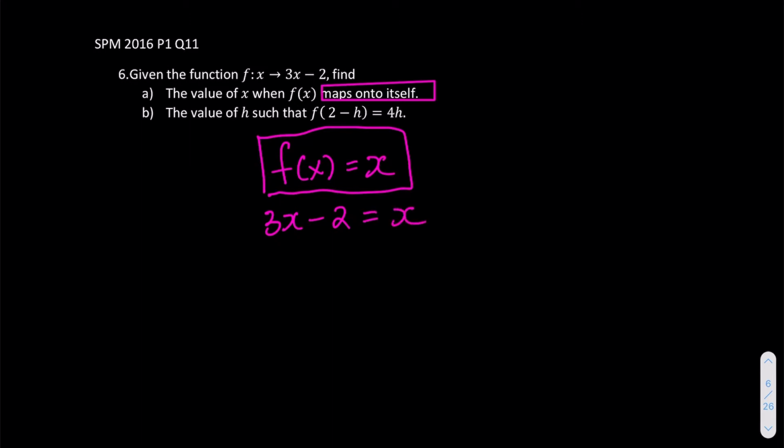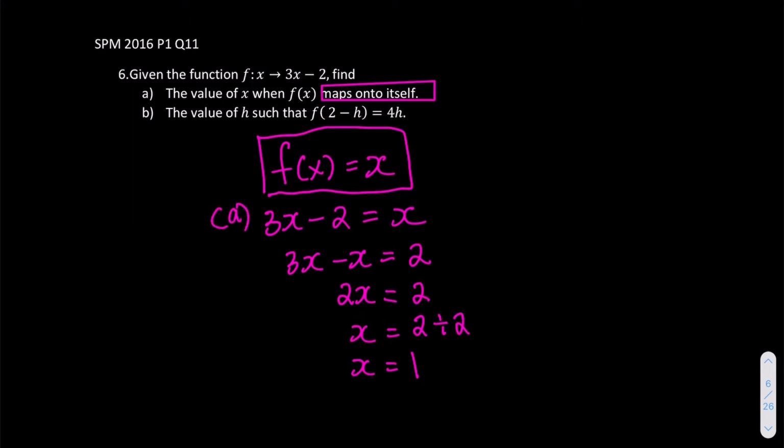If we group the like terms, we have 3x minus x. The negative 2 goes to the right hand side, becomes plus 2. So we have 2x is equivalent to 2. x is equal to 2 divided by 2, and x is equivalent to 1. So we settle for A.